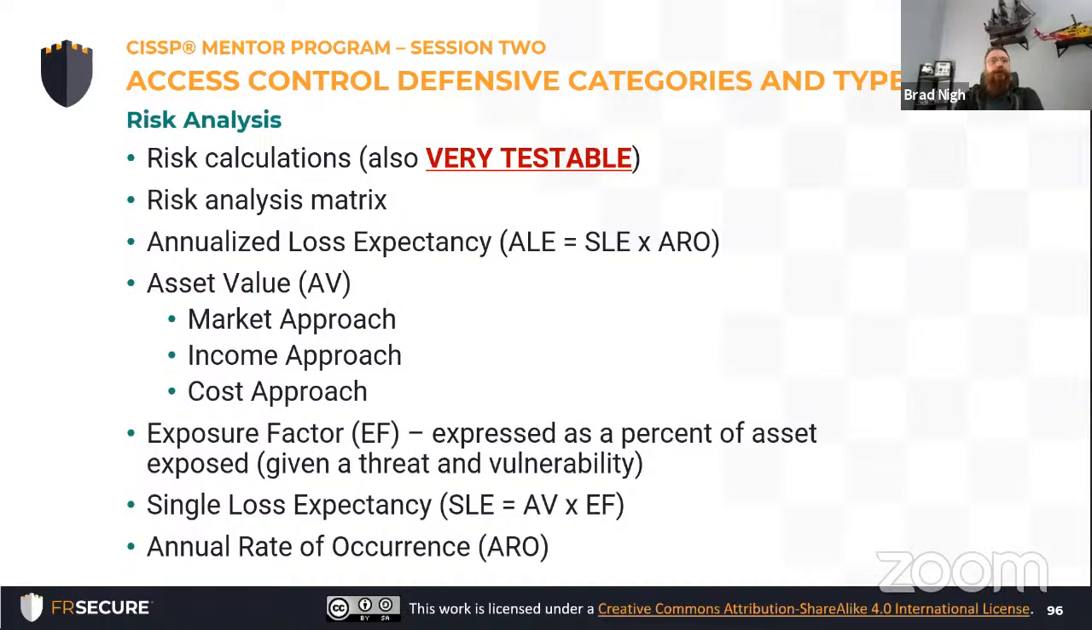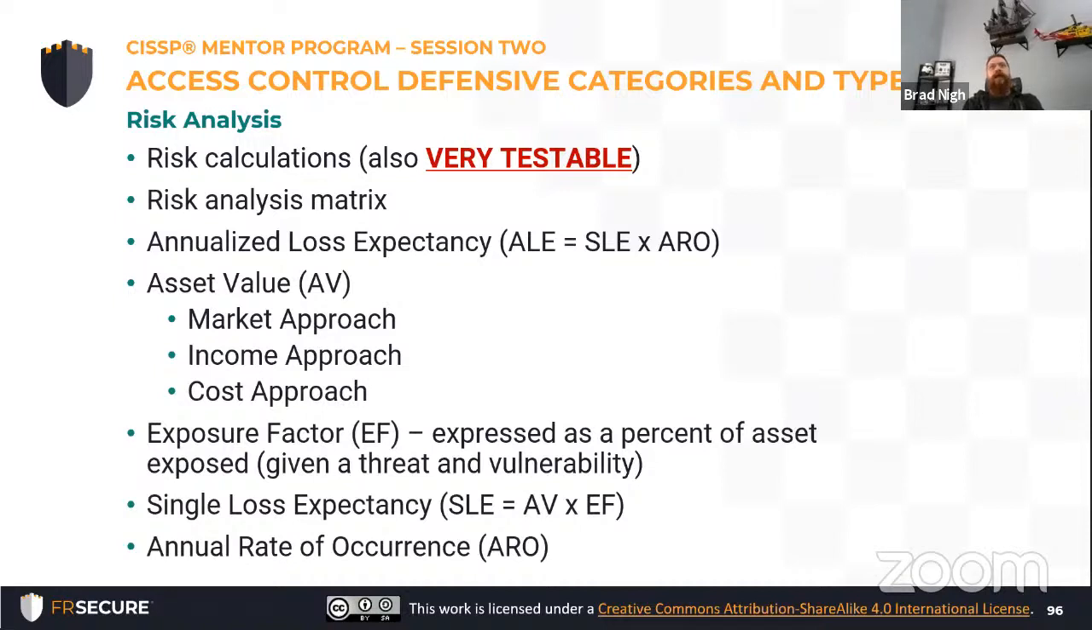The risk analysis matrix here, I'll show you in a second, but the annualized loss expectancy is equal to the SLE, single loss expectancy, times the ARO, annual rate of occurrence. So what does that mean? Single loss expectancy is the asset value times the exposure factor. So maybe it's a laptop that's $2,000 and it's whatever exposure factor you determine. Let's just say maybe it's 50%, just as an example, to keep this very simple. Well, our single loss expectancy is $1,000.